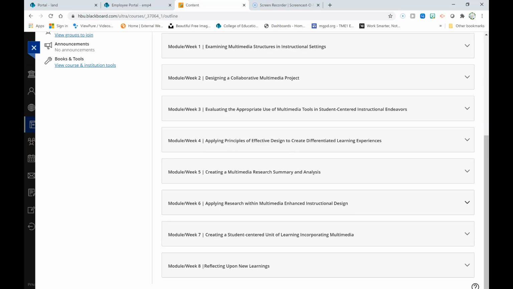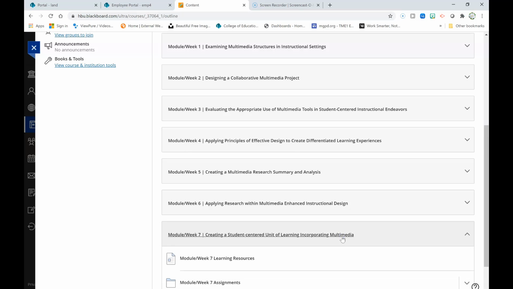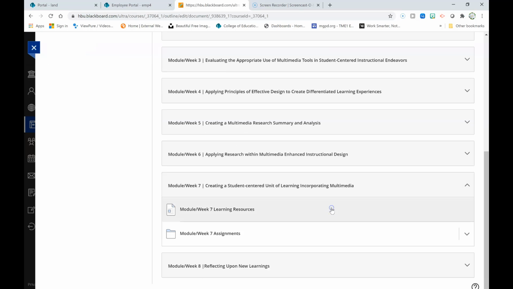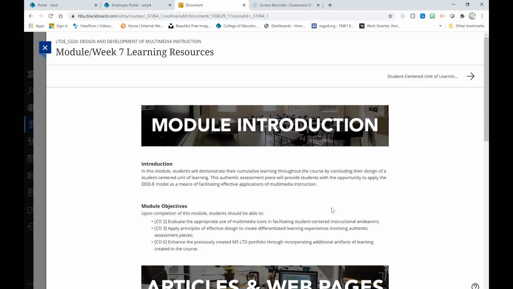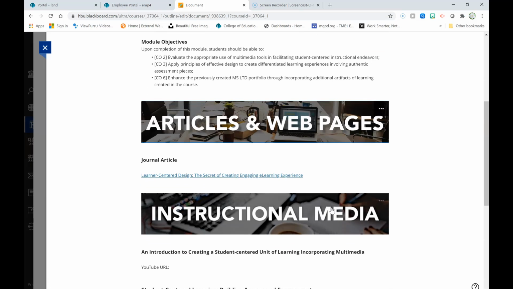This week, we will be focusing upon creating a student-centered unit of learning incorporating multimedia. Let's go ahead and look at the learning resources for this week. First, as you can see, there are 3 module objectives that we will be focusing upon this week.